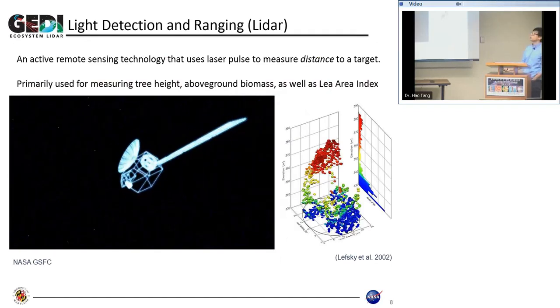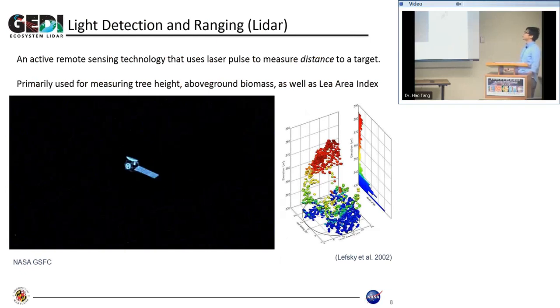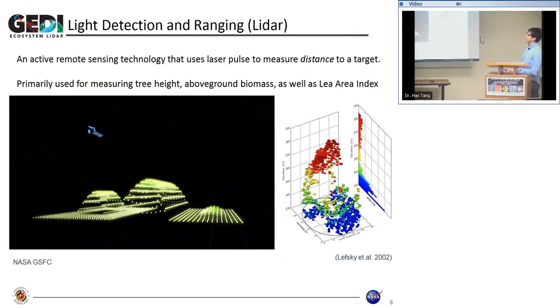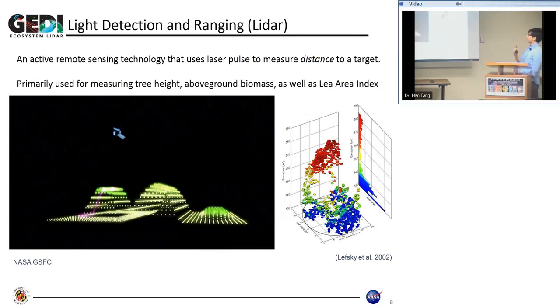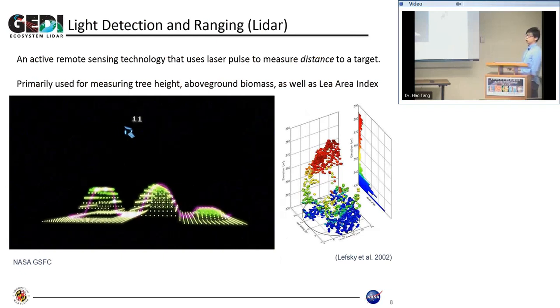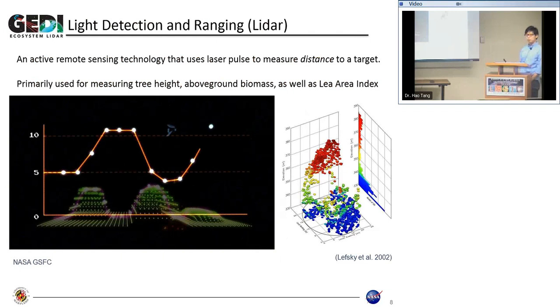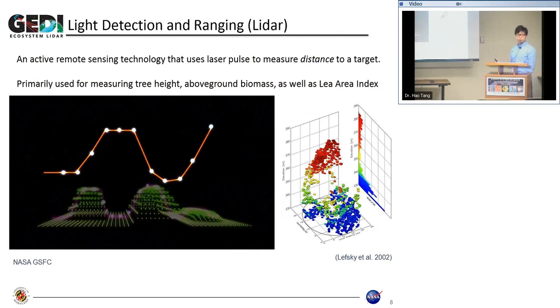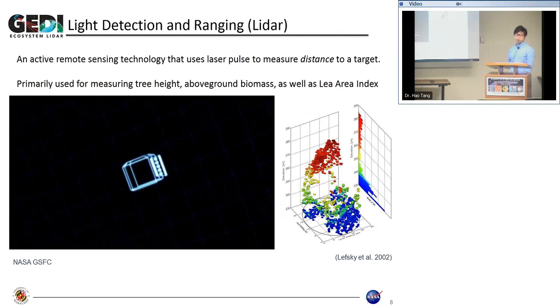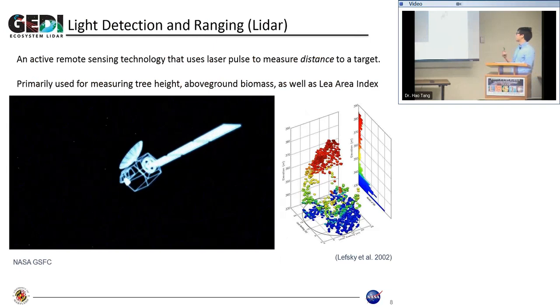I approach this using lidar. LiDAR is short for light detection and ranging. It's an active remote sensing method that uses laser pulses to measure the distance to a target. In fact, LiDAR does not exactly measure distance. It only measures the timing. But we know the speed of light is constant, so we can easily get the distance.